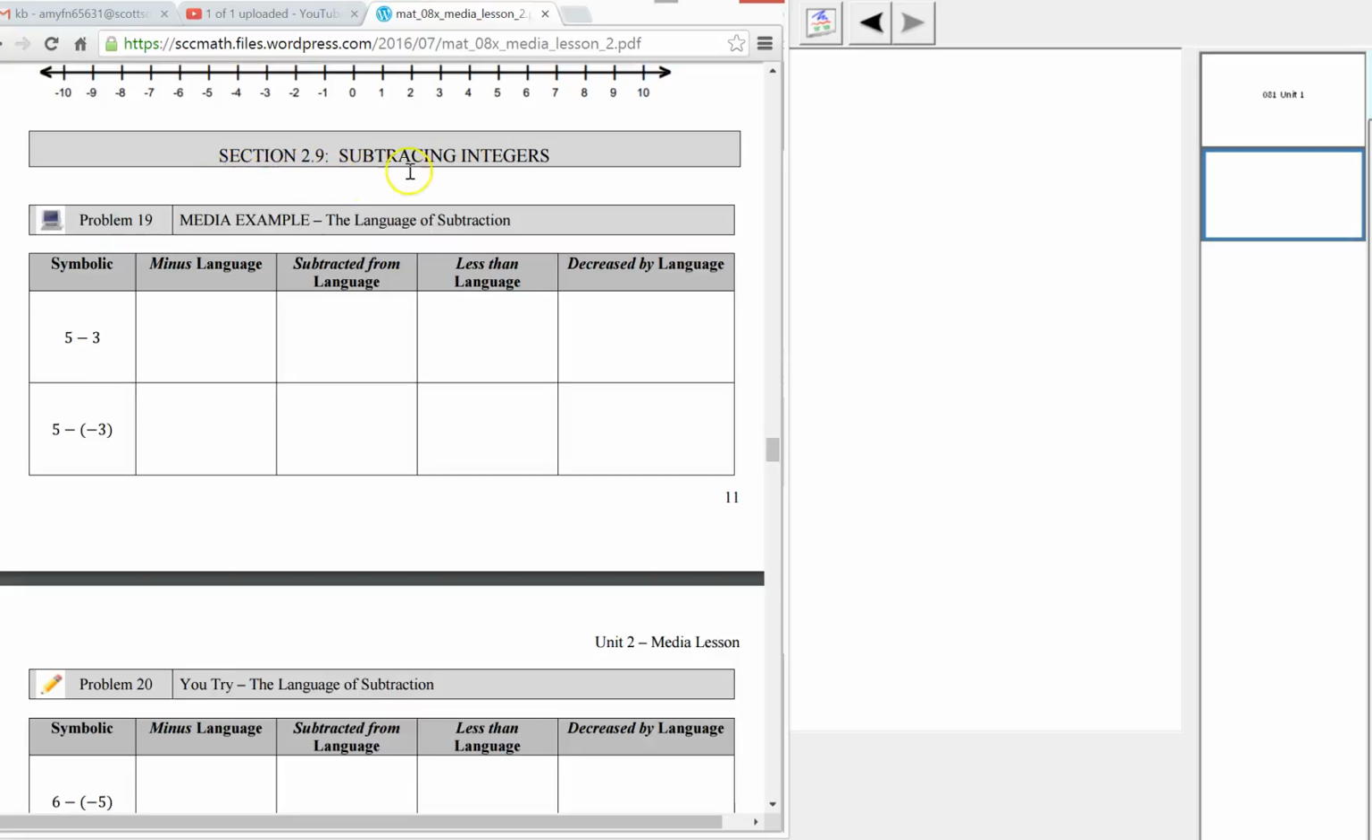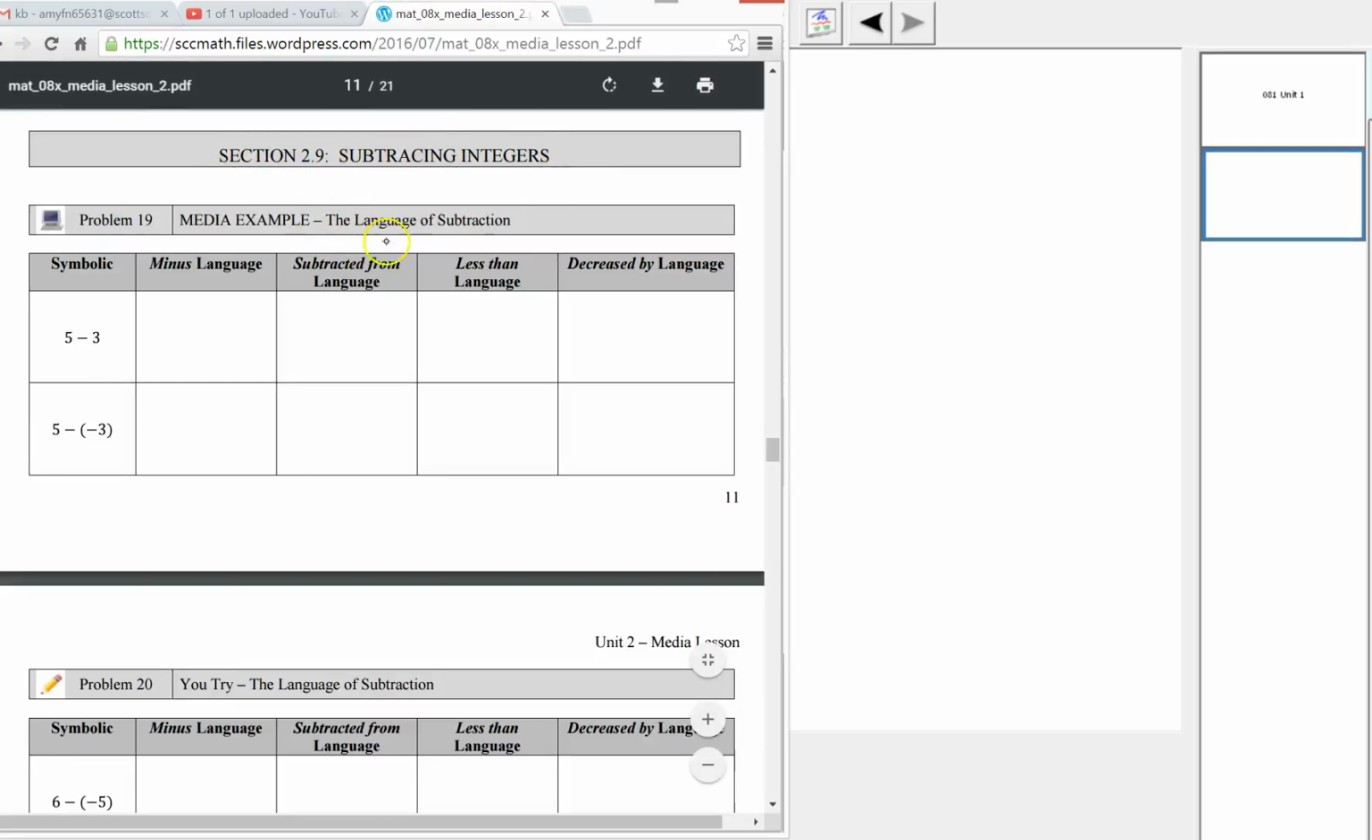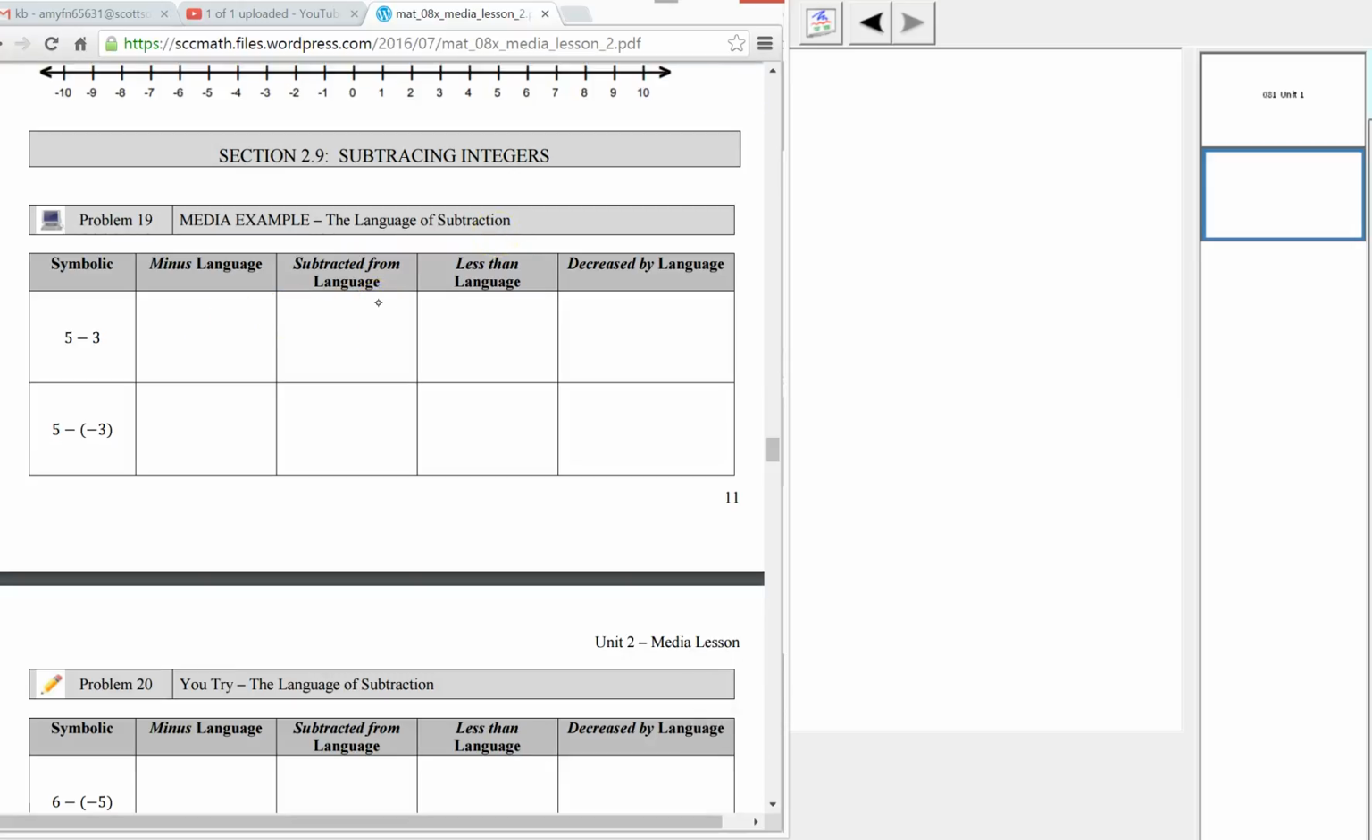So in section 2.9 on subtracting integers, we start with the language of subtraction. We use all of these different languages or phrases to talk about subtraction, and it can be confusing for students because subtraction is not commutative. They likely think it is, and depending on the language we use, it could reverse the order.